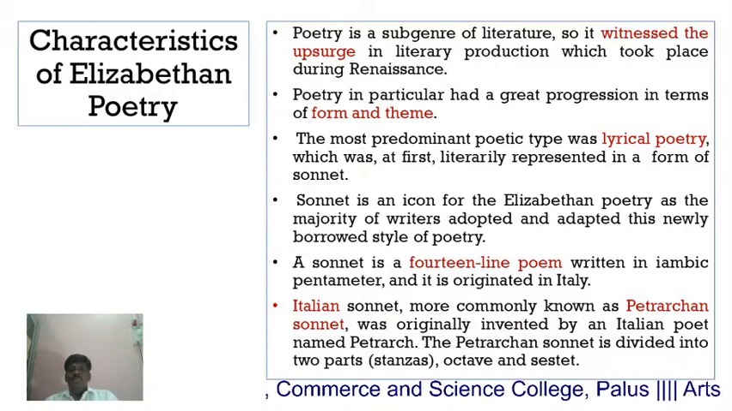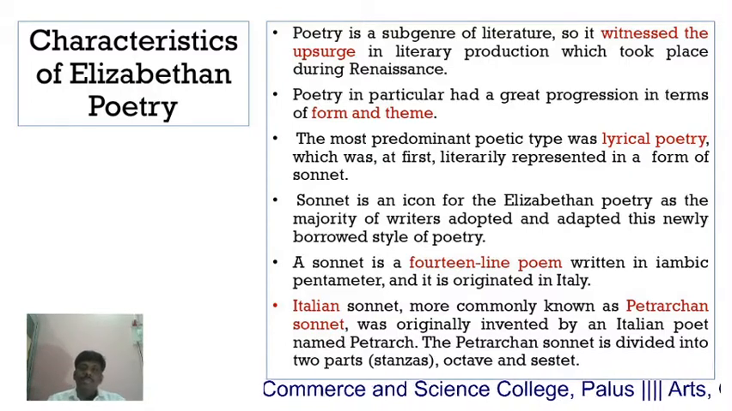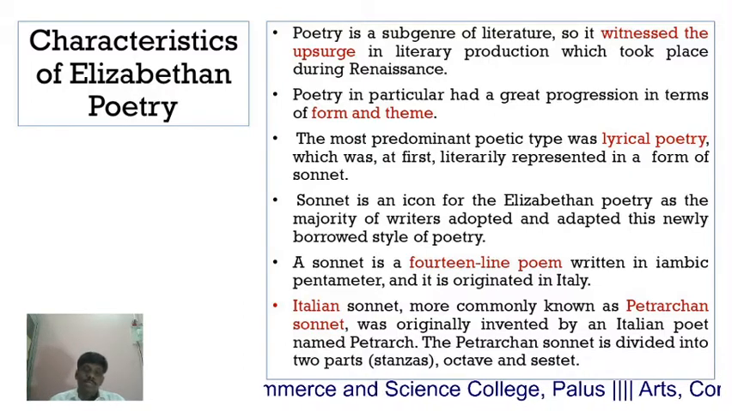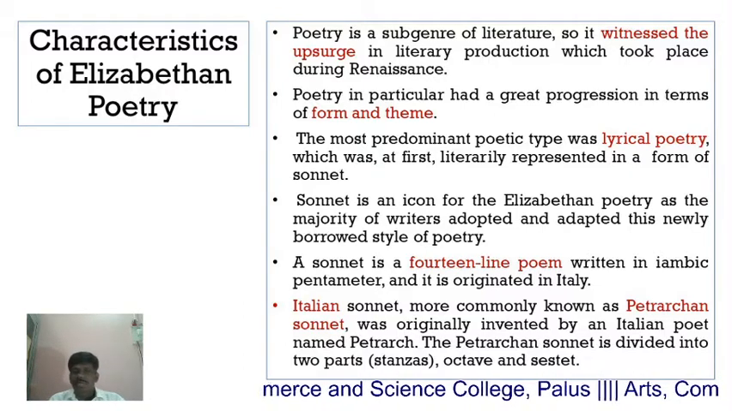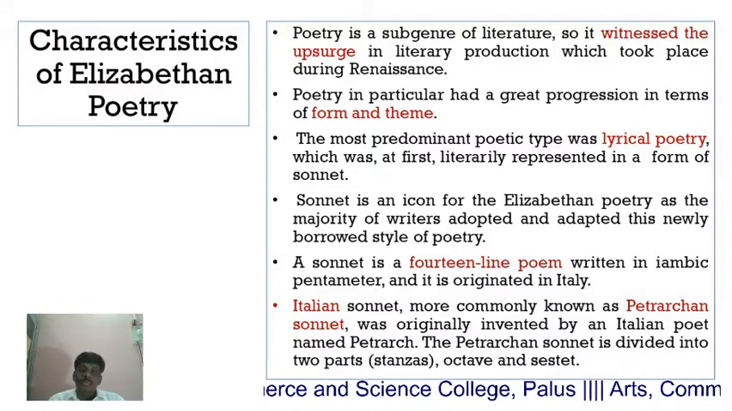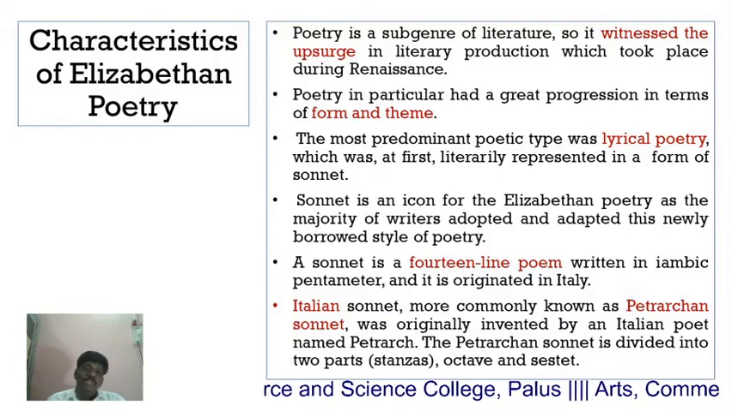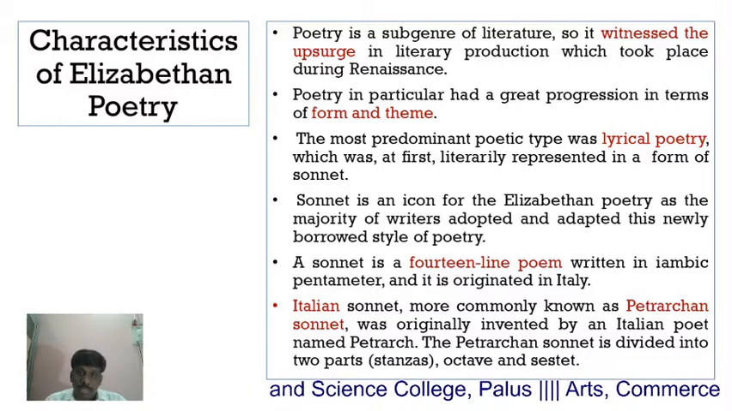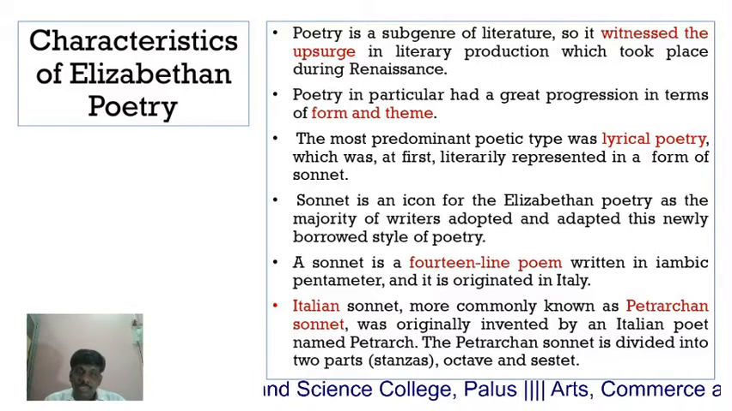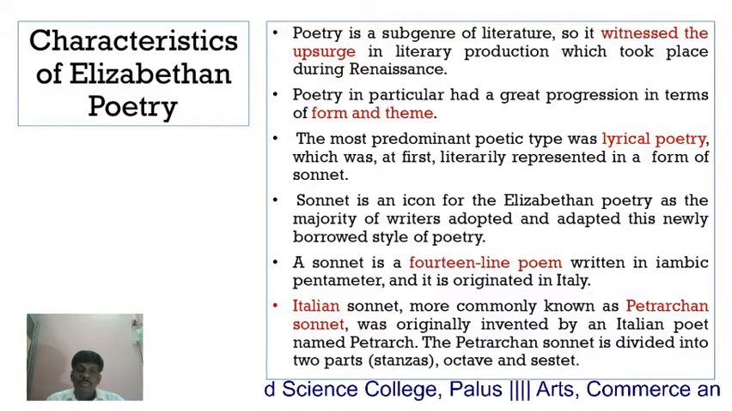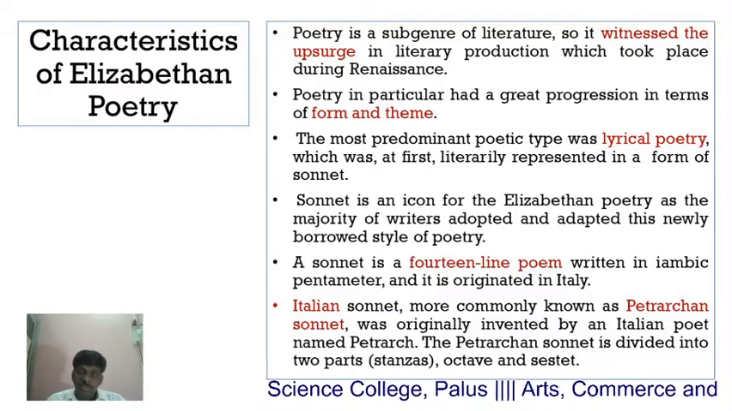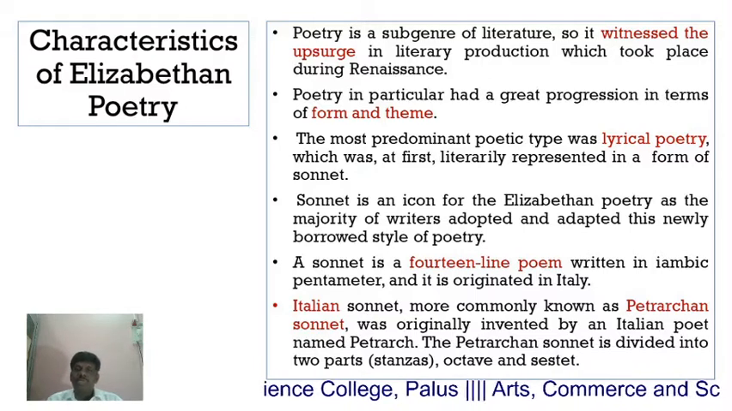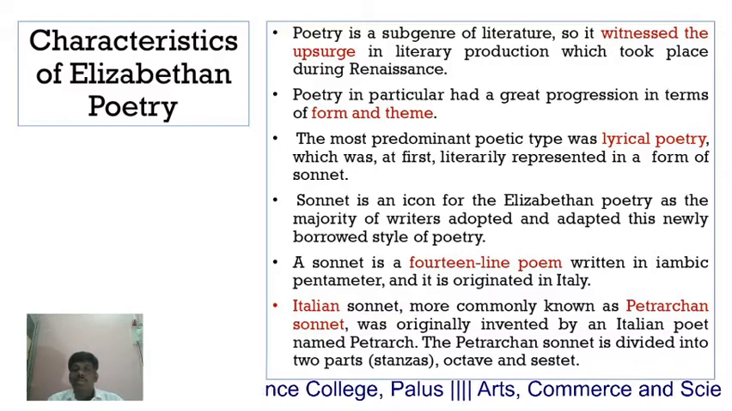Then poetry had a great progression in terms of form and theme. As I told you, we have already discussed this point, that progression in terms of form and theme. So this is the period of experimentation. And about the theme, you can see that this is the period of a shift. We were moving from themes exclusively for the aristocratic society, the aristocratic community, to the common public.